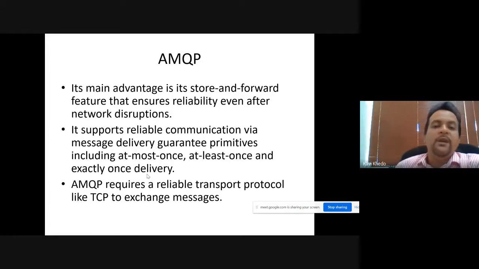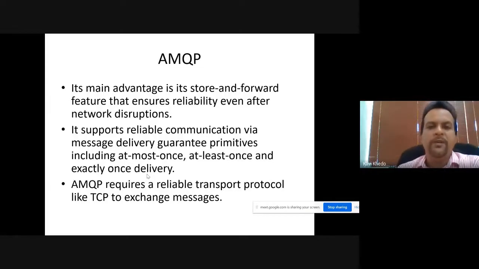What is its main advantage? It has the idea of a store and forward feature. Just like you recall for MQTT, there was a broker that keeps the message and then forwards it to the subscriber. Here there is something called a queue. This is why it's called messaging queue protocol. The store and forward feature ensures reliability even after network disruption.